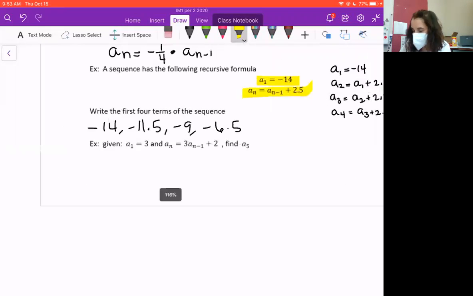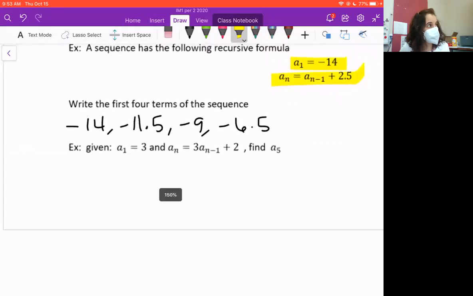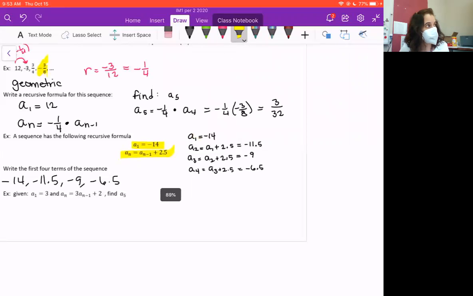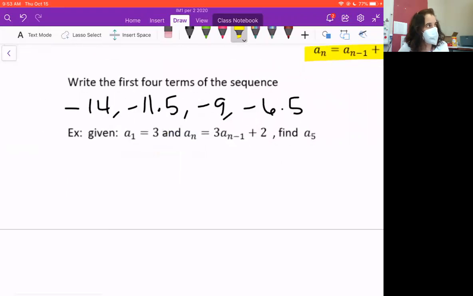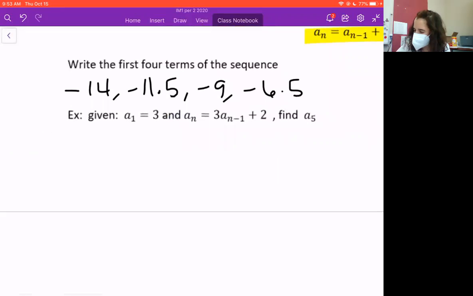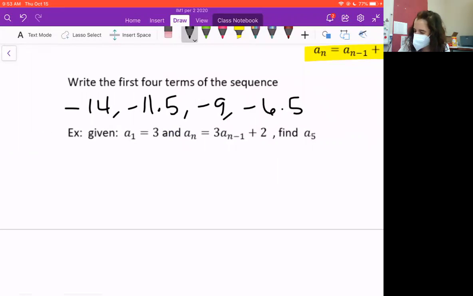And again, I realize that recursive formulas are a little time consuming. But here's the beauty of a recursive formula. We're going to create a sequence here that is not arithmetic, nor is it geometric. So a sub 1 is 3.